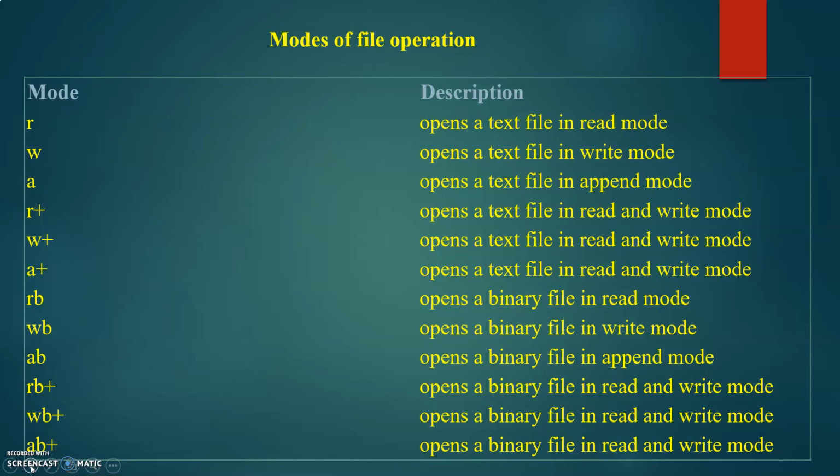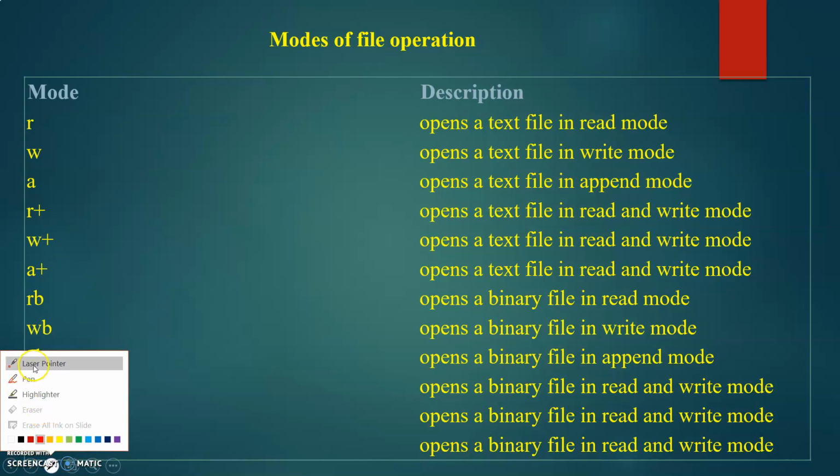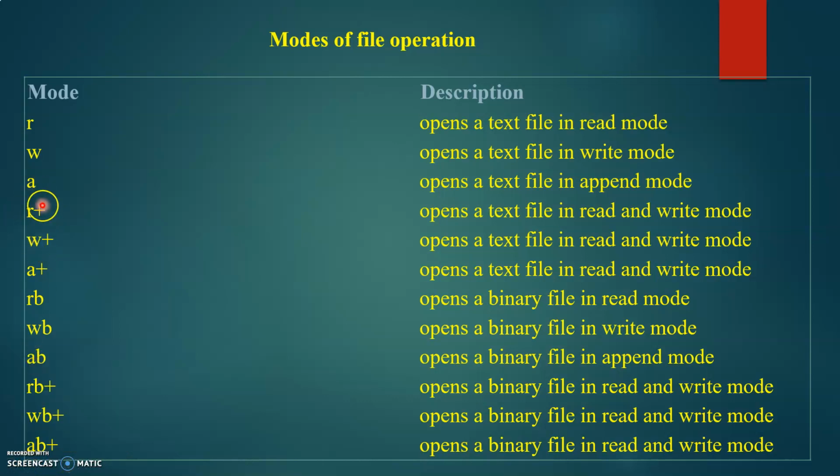Now if you want to read and write both at the same time, then you have to use the r+ mode. If you want to open a text file again for write and read mode, you have to use the w+ mode. And you can easily say there's r+ and w+, both of them are the same, because it is written here: opens the text file in read and write mode.